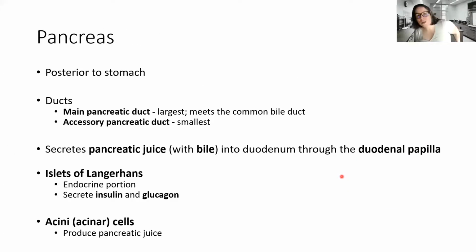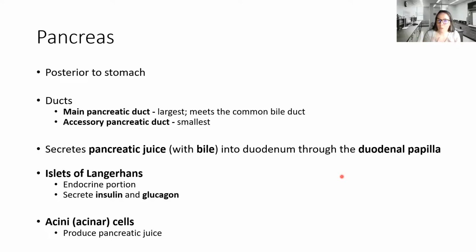So before we move on to the small intestine, we need to talk about the pancreas, liver, and gallbladder, because they're going to be secreting into that small intestine. The pancreas is like a corn cob that sits just behind your stomach, and it has an endocrine and exocrine function.